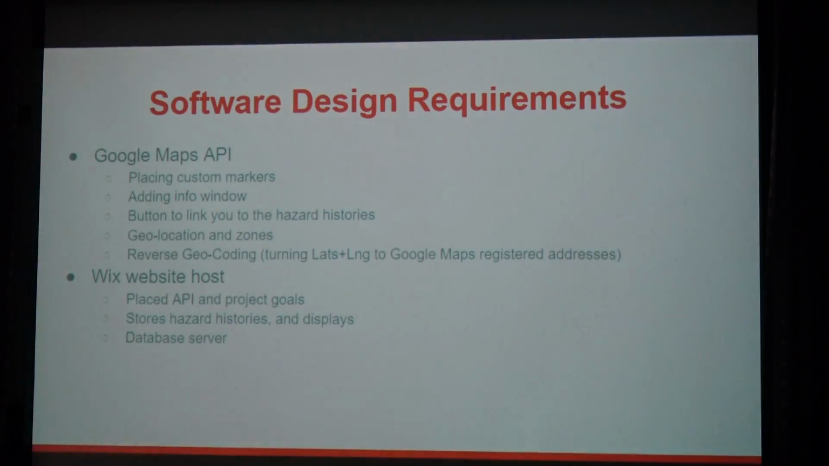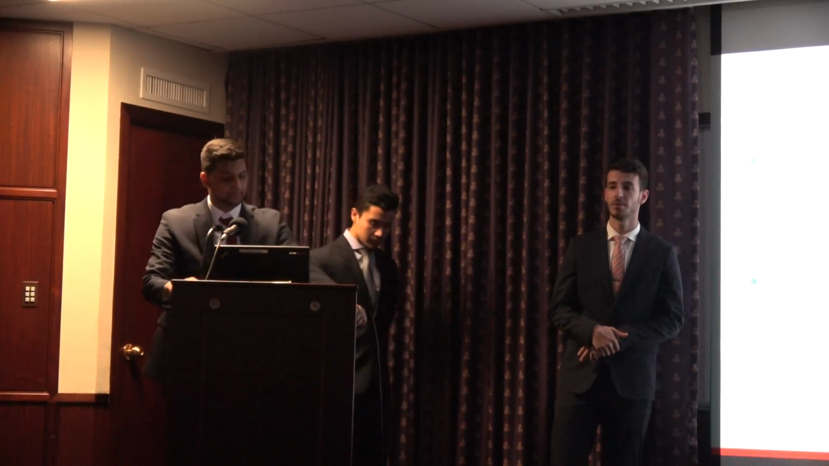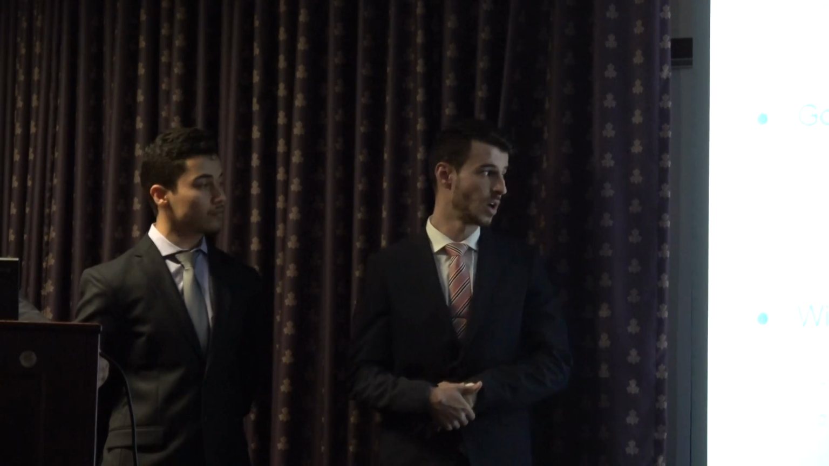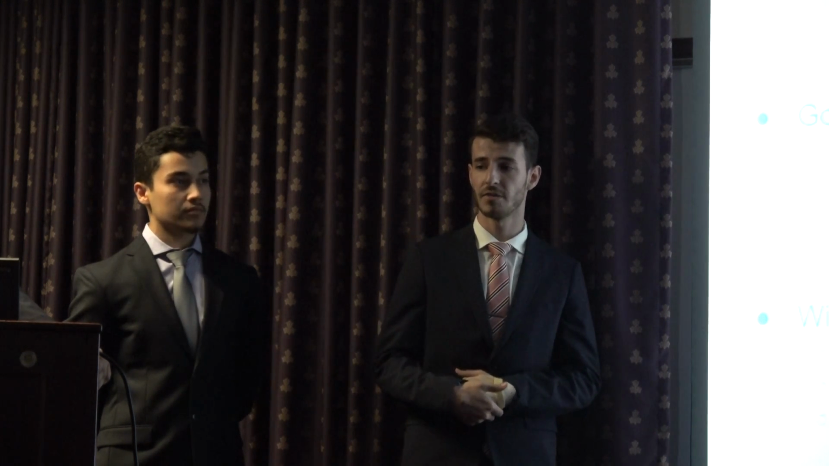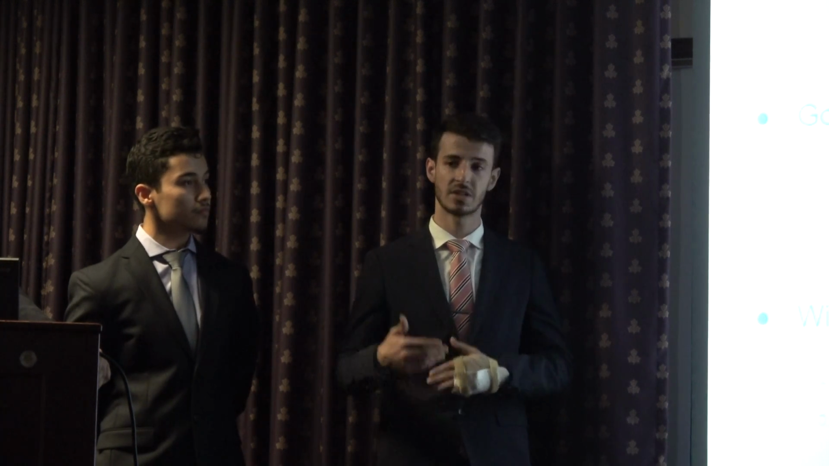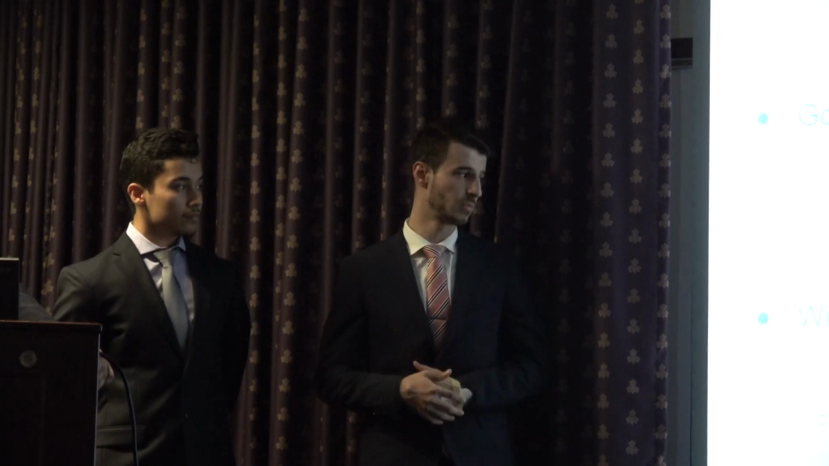So I'm going to discuss the software progression, starting with the Google Maps API. With the API, we needed to place the marker in the location of the fire, as well as an info window saying specifically which building the fire is in for the zone, as well as a button to link you to the hazard history of the building: if there were fires before, how they were handled, if there's any still existing damages from them, and so on.